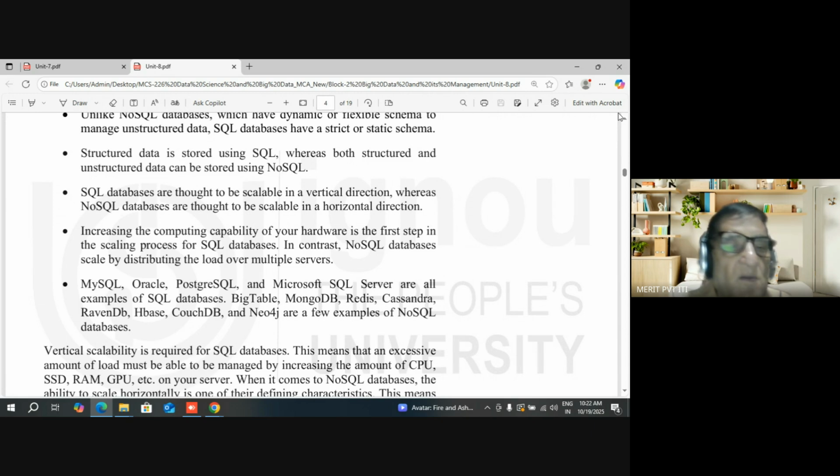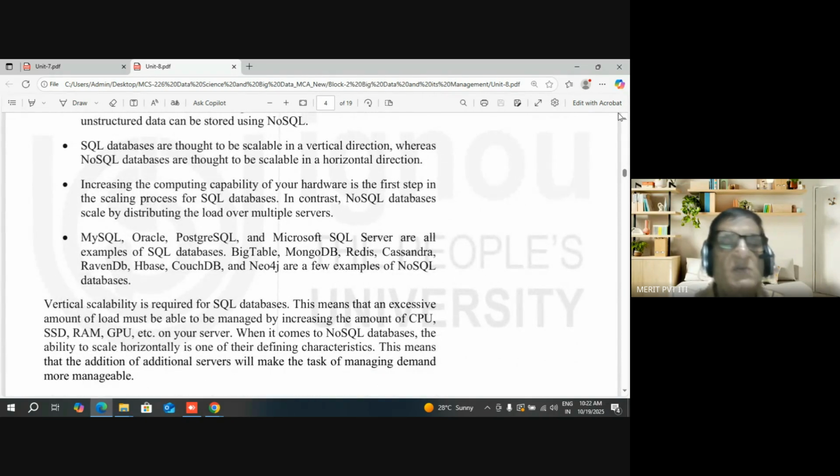For examples, this is MySQL, Oracle, PostgreSQL, and Microsoft SQL, and all the others are NoSQL. NoSQL is horizontally growing, whereas SQL is vertical growth. So vertical scalability is required for SQL databases.